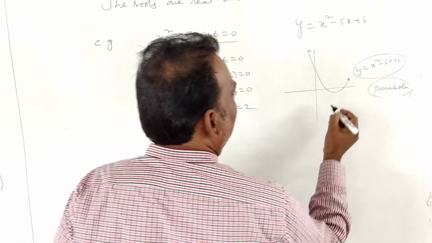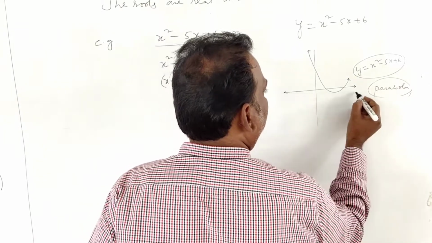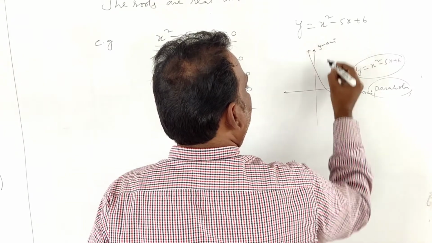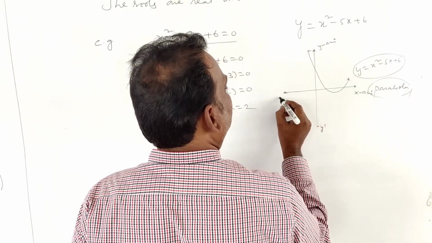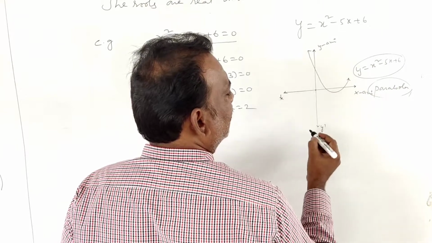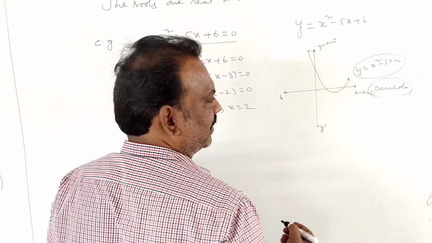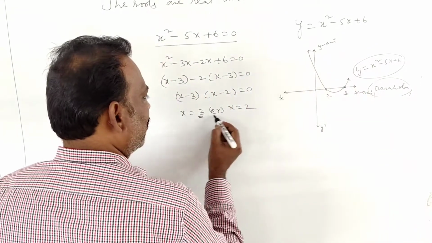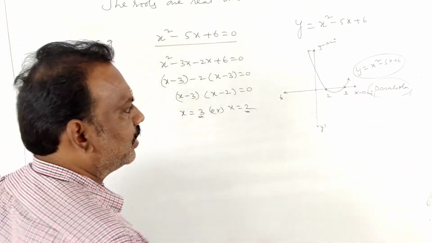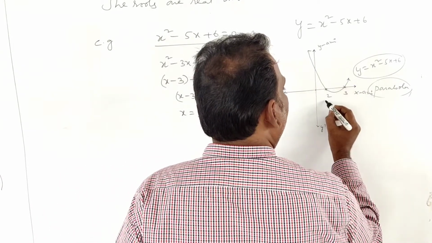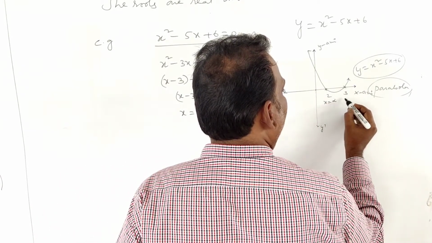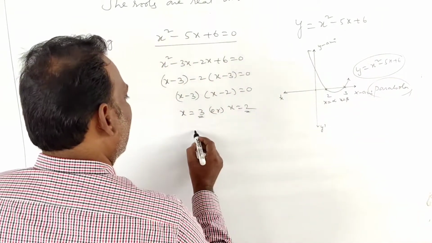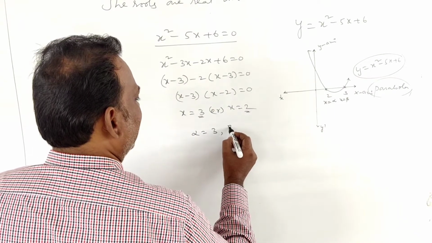Now you can see that this is the x-axis, this is the y-axis, this is the negative y-axis, this is the negative x-axis. If you take different values for x, the curve intersects at 2 and at 3. So x is equal to 3 and x is equal to 2. This x value is treated as alpha, and the other x value is taken as beta. So now alpha is equal to 3 and beta is equal to 2.